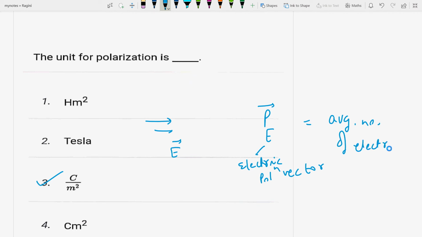electric dipole moments per unit volume. So its unit will be Coulomb per meter square. It means the light waves or the electromagnetic radiations are restricted to a certain direction of vibration in terms of the electric field vector. So this is polarization. So this is Coulomb per meter square.